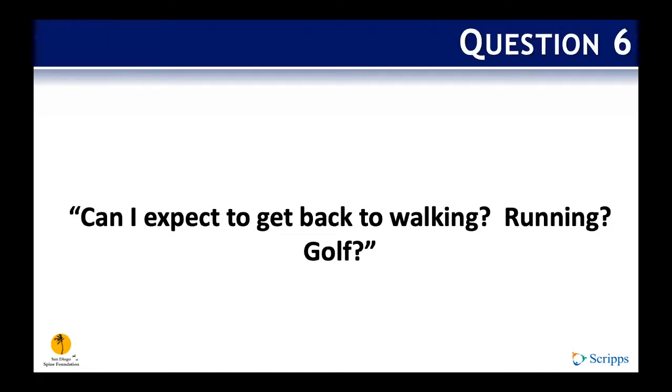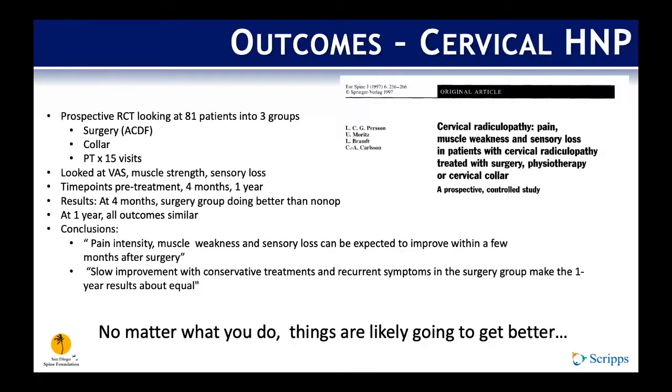So as part of the indications discussion, Mr. Jones is trying to figure out where he's going to end up. He wants to know what he's going to be able to do in light of his complaints. So looking at cervical radiculopathy, this is a prospective randomized study where they grouped patients into 3 different groups. One underwent surgery, one underwent collar alone, and one underwent physical therapy. And they looked at VAS, muscle strength, and sensory loss at pre-treatment, 4 months and 1 year.